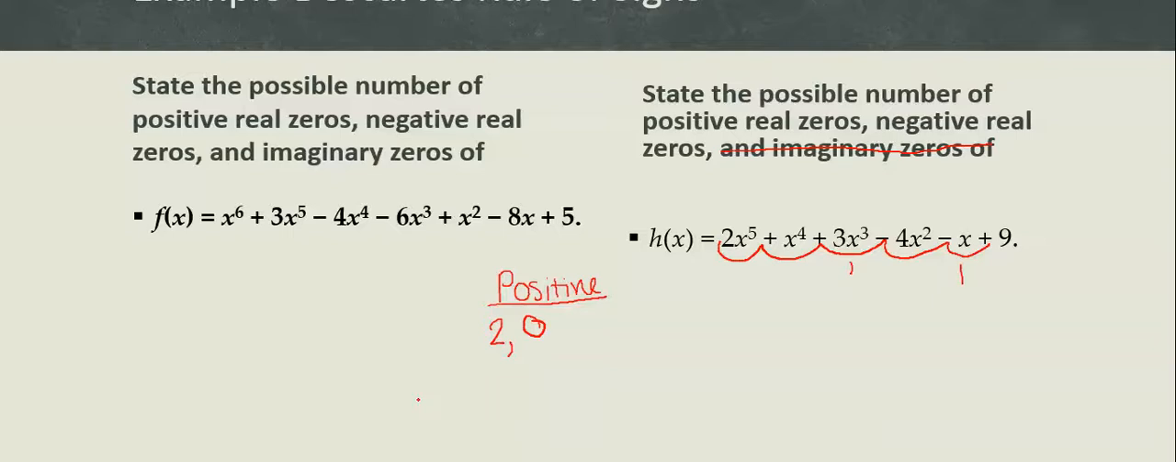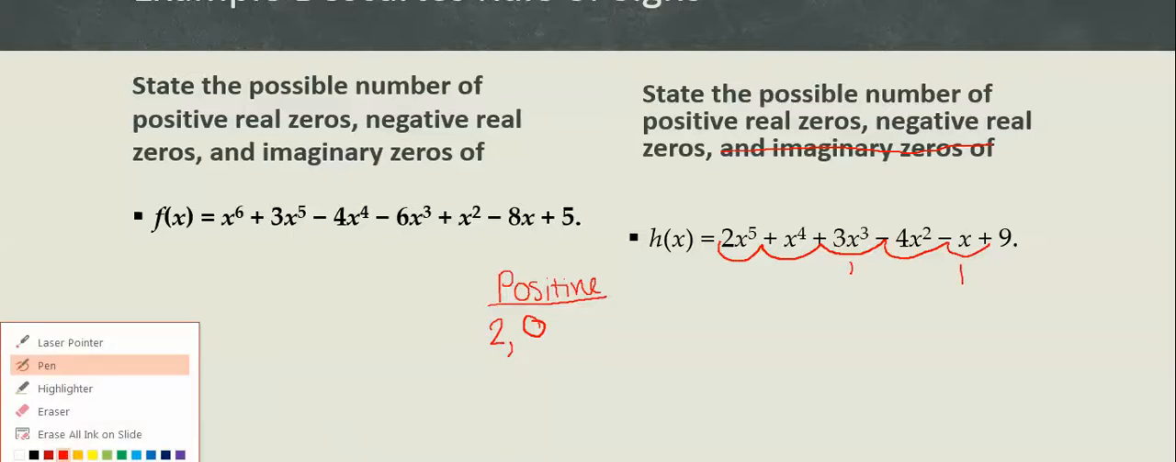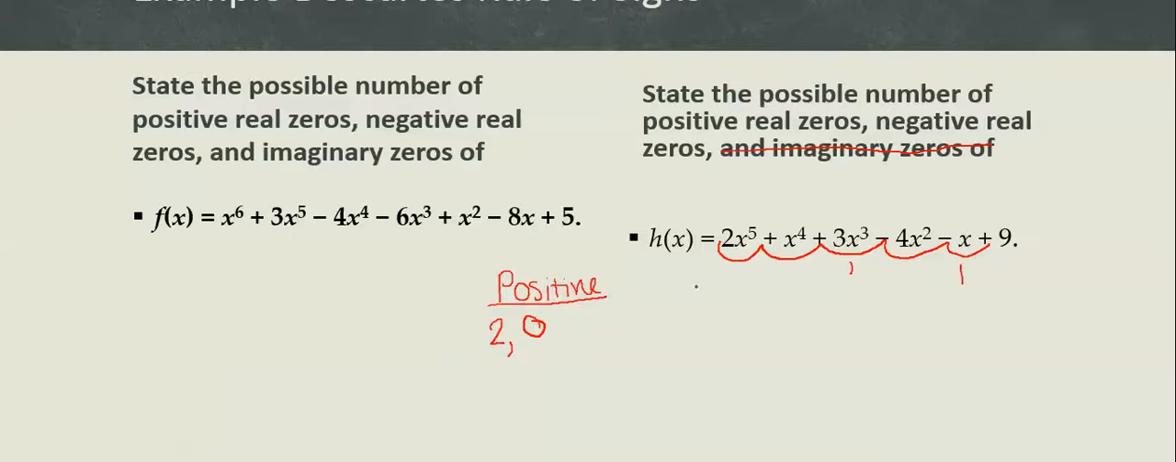Now let's do the negative one. To do the negative one, don't forget, we've got to plug in a negative x. So here's a trick with this. If the exponent is odd, that means we change the sign of the term. So my new 2x to the 5th would be negative 2x to the 5th because 5 is odd.